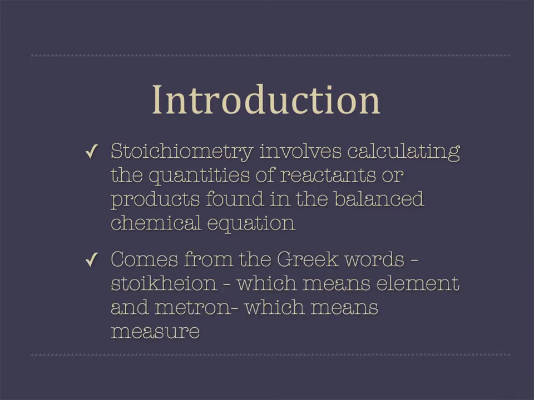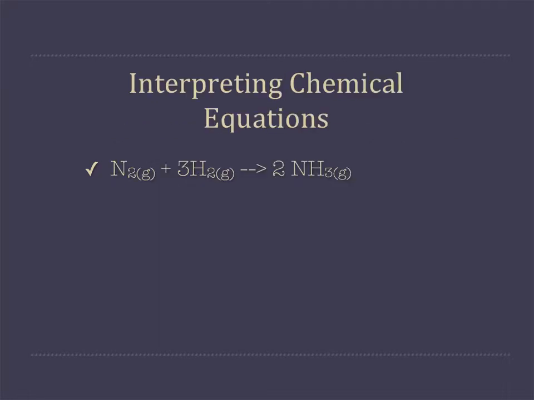It comes from the Greek word, however you pronounce that, stoichion, which means element, and metron, which means measure. So we're talking about measuring the elements. All right, so let's take a look at this equation.